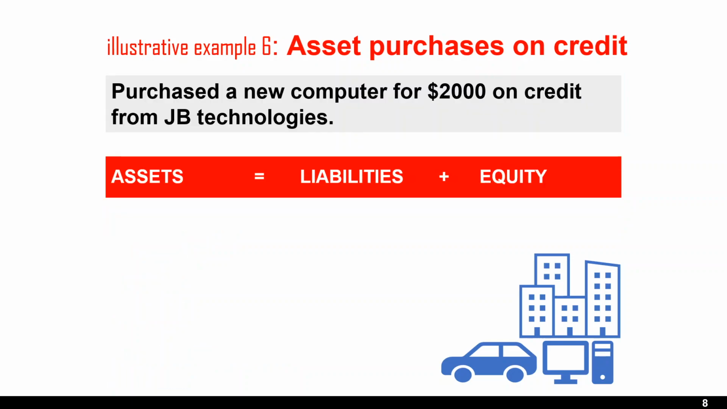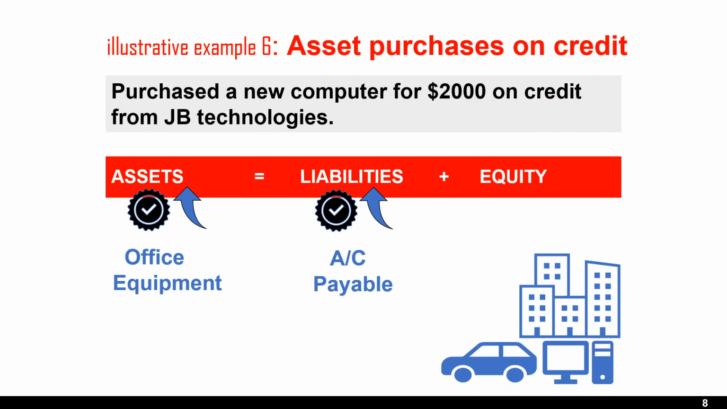The next illustrative example is purchasing an asset on credit. Similar to the previous transaction, office equipment asset increased by $2,000, but this is purchased on credit. That creates a liability. So our accounts payable goes up by $2,000.